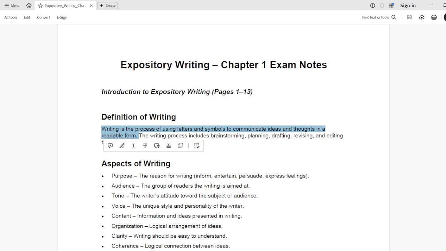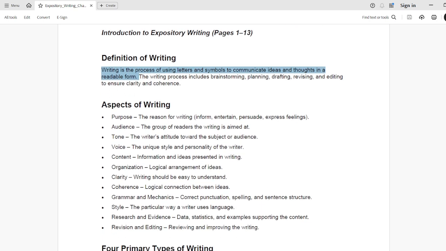And next topic, which is in your chapter number 1, in your BS Nursing second semester expository writing content, so these are the aspects of writing, and the first one is purpose, and why do you need to write. So first component of writing is purpose, the reason for writing, and there are multiple reasons for writing. The first one is inform, entertain, persuade, express feelings.